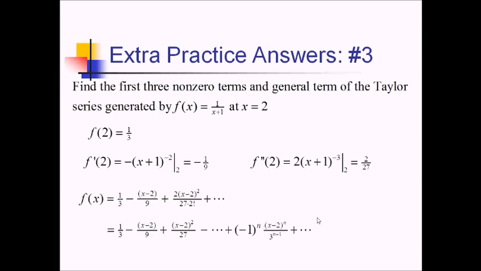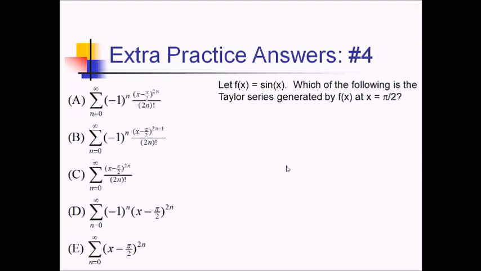So there we are. On this problem, I'm starting with sine of x, and I want to figure out which series is generated by sine of x at x equals pi over 2. So let me generate my series over here, at least a few terms, and then we'll start expanding these sigma forms until I get something that matches. So I've got f of pi over 2. That's just 1. I'm doing sine of pi over 2.